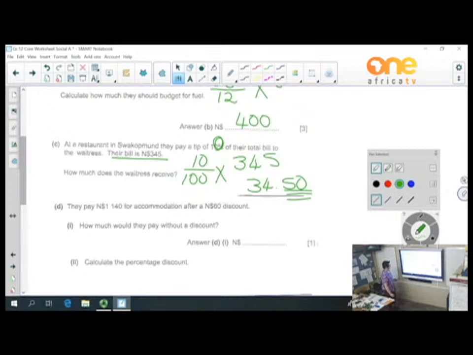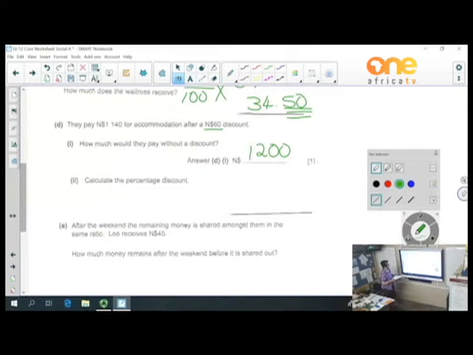They pay $1,140 for accommodation after a $60 discount. How much should they pay without the discount? Must you add or subtract? No, this is the discount. So originally they should have paid more, isn't it? If you get $60 back, you pay $60 less, then you add the 60 to there. That was the original account there. So it's $1,200. That was the bill. Minus the 60 is now that 1,140. They'll cheat you if you don't know this.